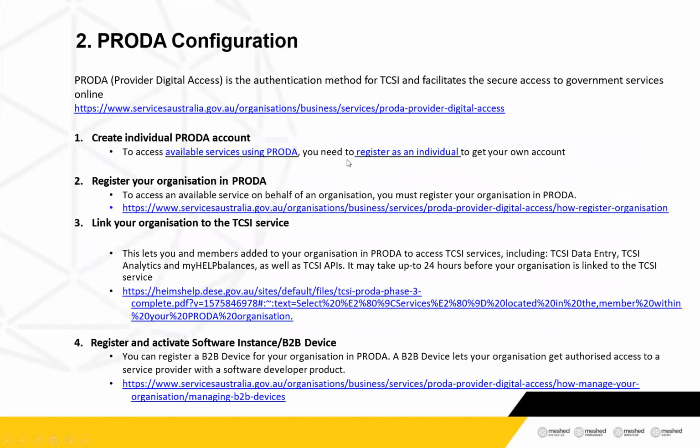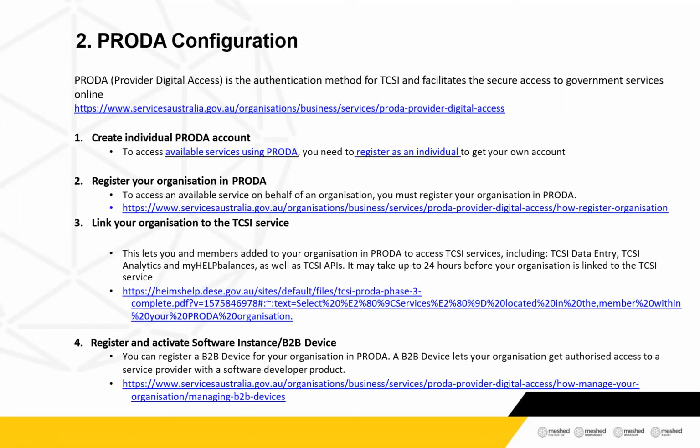Now next is your product configuration. As you must have known, product configuration is nothing but the authentication method that is being used to facilitate TCSI services. There are several steps involved in your product configuration. First, you will need to create your product account, and then you have to register your organization in your product account. After that, you will need to enable the services. One of the services is TCSI, because you're going to use this product account for the TCSI service.